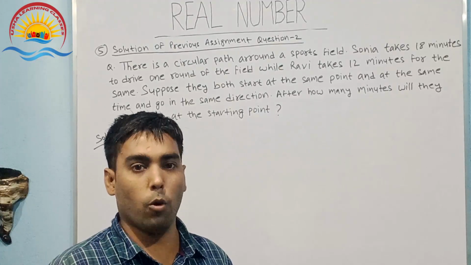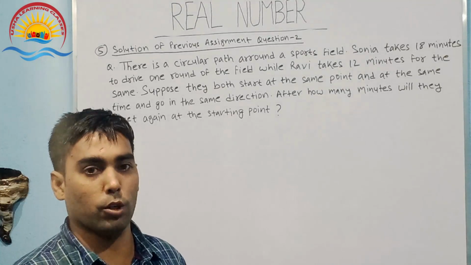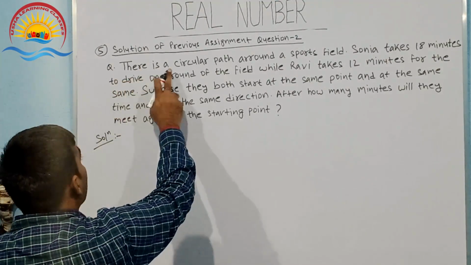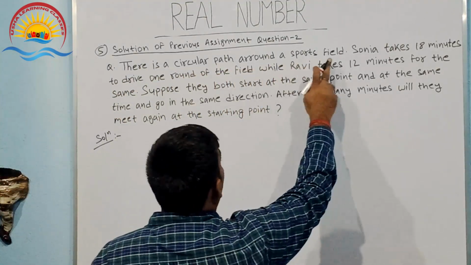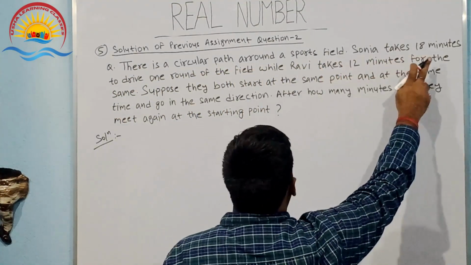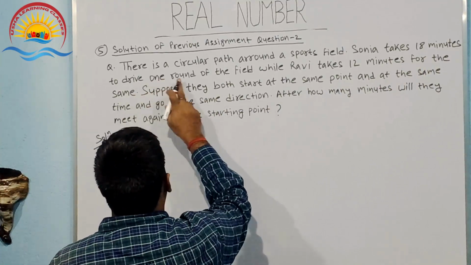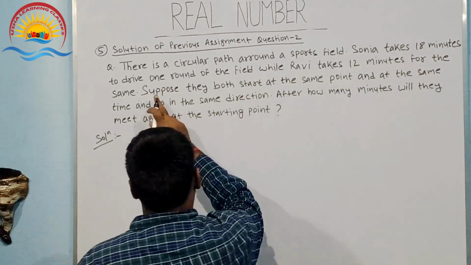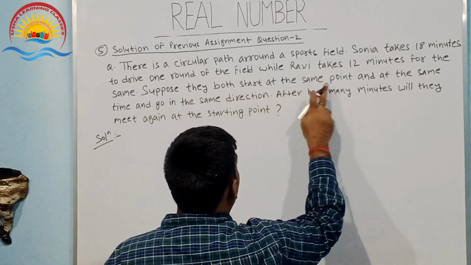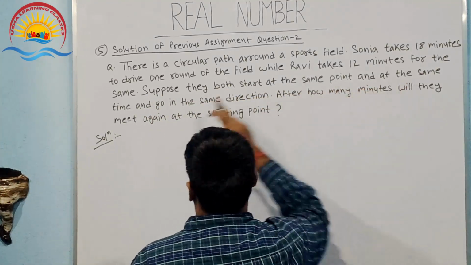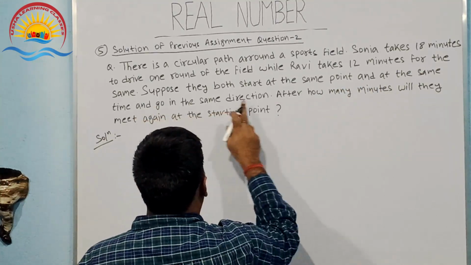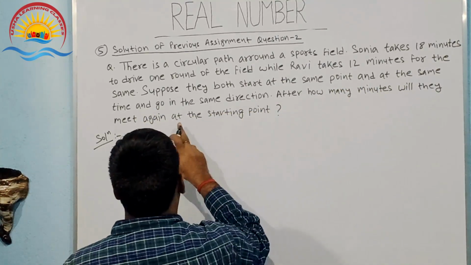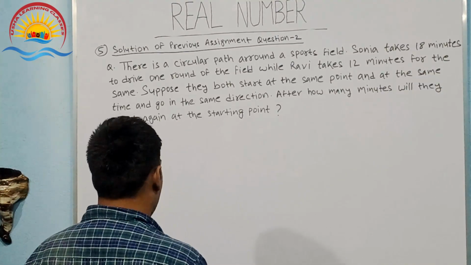Now come to our next topic, solution of previous assignment question 2. Question was, there is a circular path around a sports field. Sonia takes 18 minutes to drive one round of the field while Ravi takes 12 minutes for the same. Suppose they both started at the same point and at the same time and go in the same direction. After how many minutes will they meet again at the starting point?